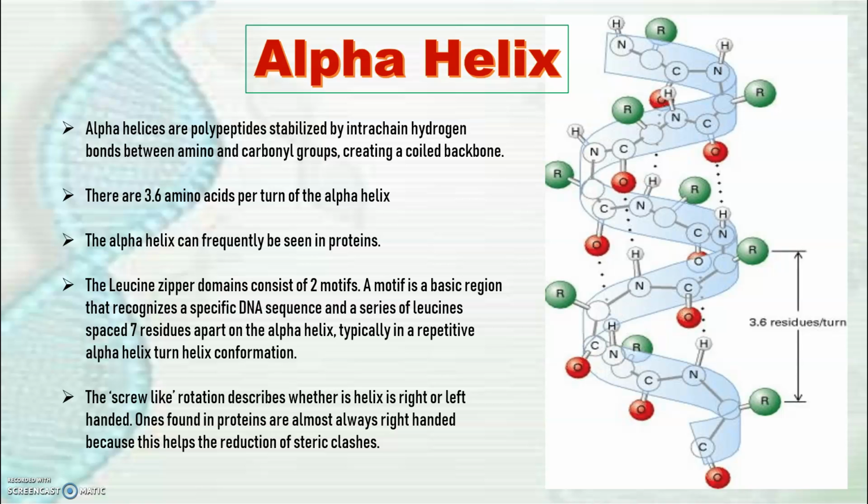The leucine zipper domains consist of two motifs. A motif is a basic region that recognizes a specific DNA sequence and a series of leucines spaced 7 residues apart on the alpha helix, typically in a repeating alpha helix turn helix conformation.